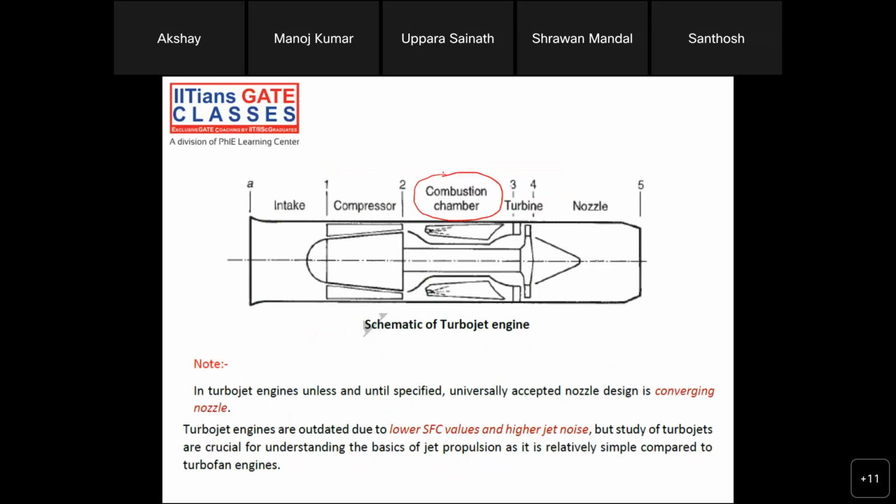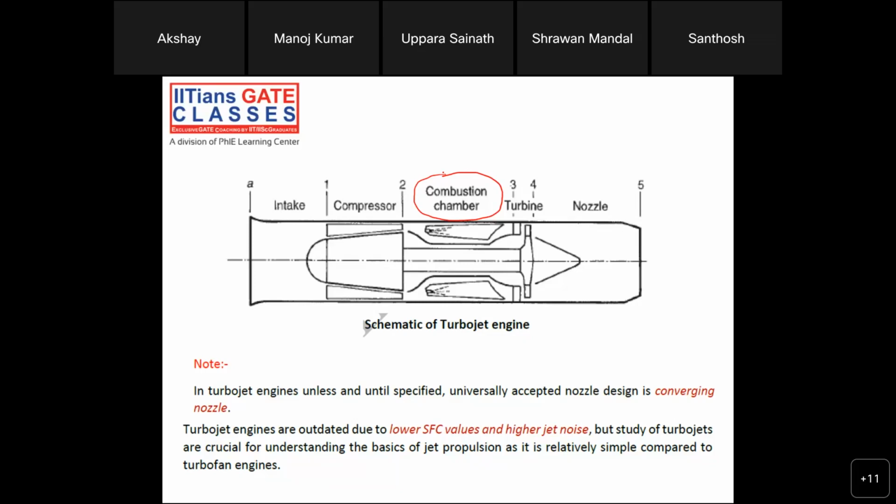So now the question is, can you guys tell me what is the role of a combustion chamber in gas turbine engines? To ignite the fuel mixture in air. Okay, then let me just ask you in a different way.